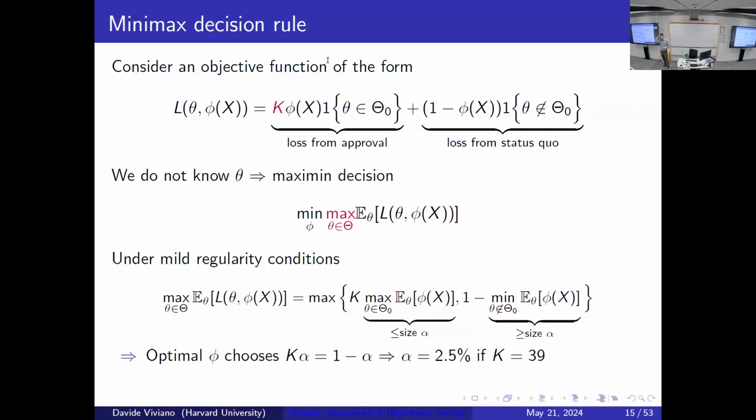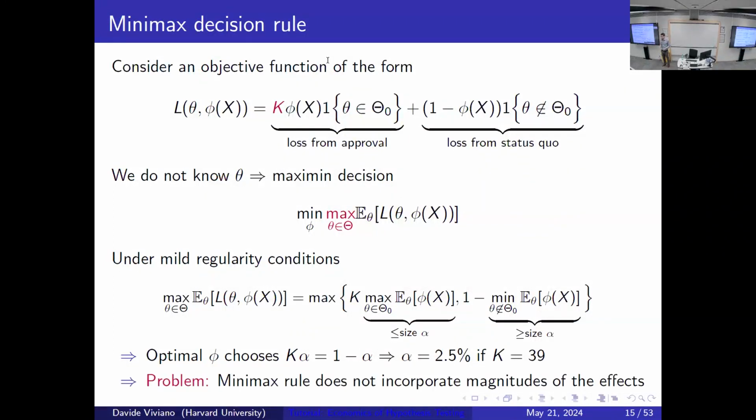Now, what's an issue with this loss function that you can see? Back to the point, right? If you have theta very close to 0, for instance, if the null is equal to 0, you don't really care. But that's exactly right. The worst case. That's exactly right. So the value of theta does not enter here. It's just a loss which depends on whether theta is in theta 0 or is not. So something else that we can do is to try to incorporate the value of theta in the loss function itself.